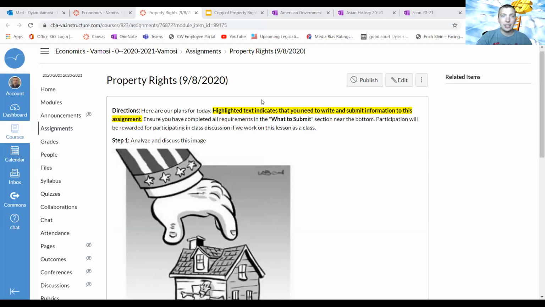And that is 9/8/2020. And here are the directions. Here are plans for today. Highlighted text indicates that you need to write and submit information to this assignment. Ensure you've completed all requirements in the what to submit section near the bottom. Participation will be rewarded for participating in class discussion if we end up working on this lesson as a class.